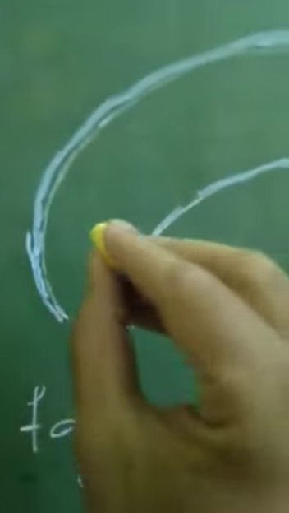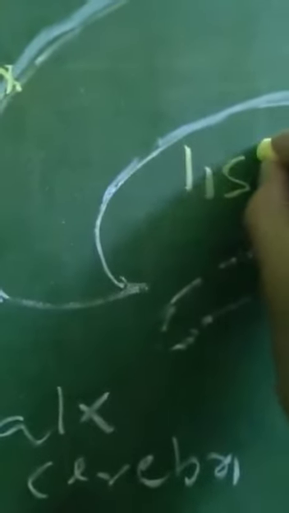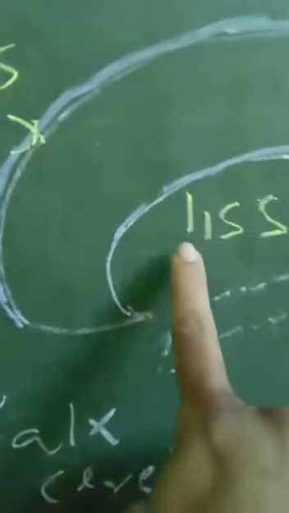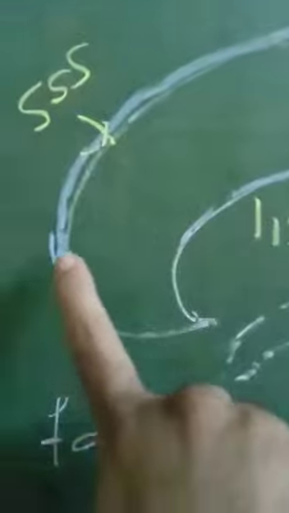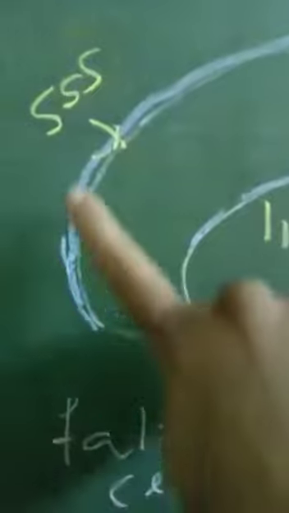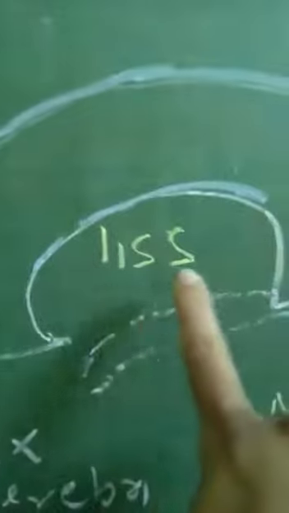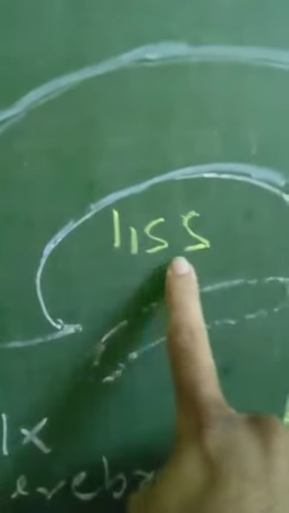Now, what are its relations? Most important, the superior margin is related to the SSS, that is the superior sagittal sinus, while the inferior margin is related to the inferior sagittal sinus. I am a bit slow. Superior margin is related to superior sagittal sinus, while inferior margin is related to inferior sagittal sinus.